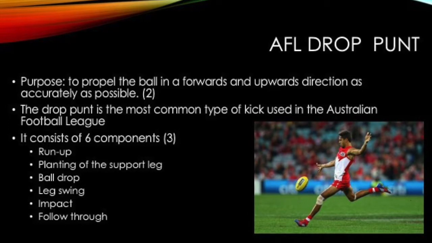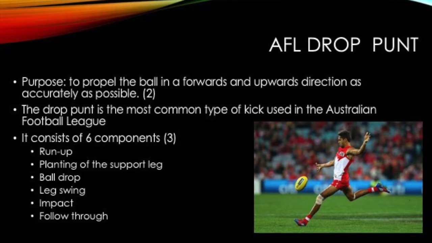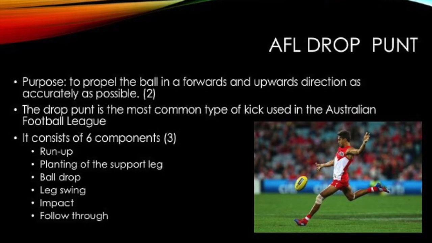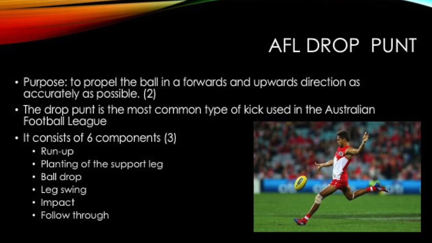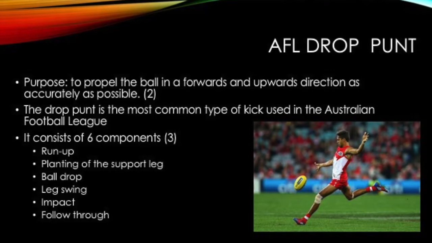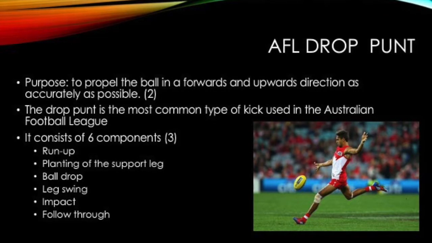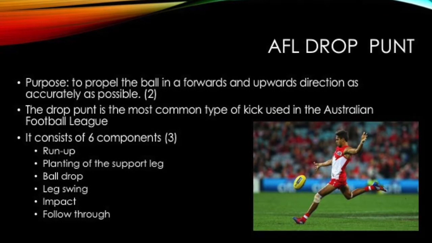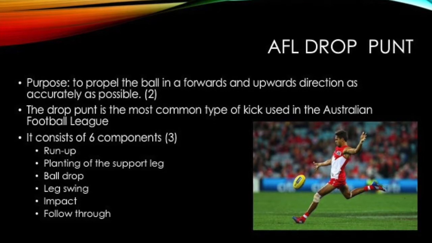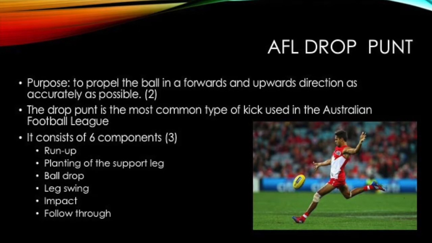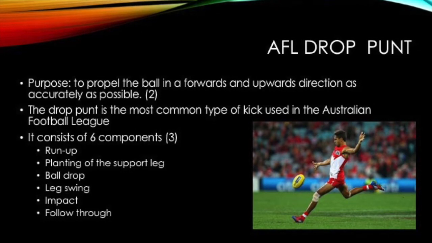The fourth component is the leg swing. This is where the athlete will increase the speed of the foot before collision with the ball. Anthropometry comes into play during this component, as the leg mass and leg length will affect the amount of force that can be generated by the athlete. An athlete with a larger leg mass and leg length will be able to generate a greater force than an athlete with a lower leg mass and leg length.